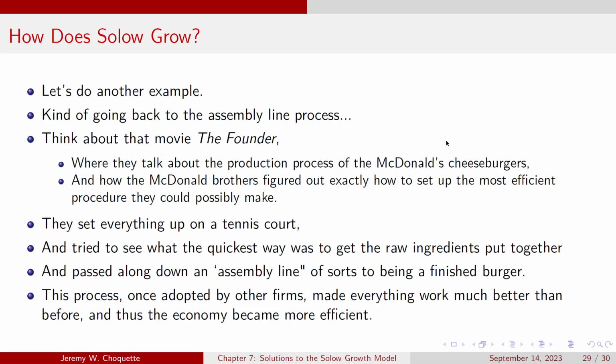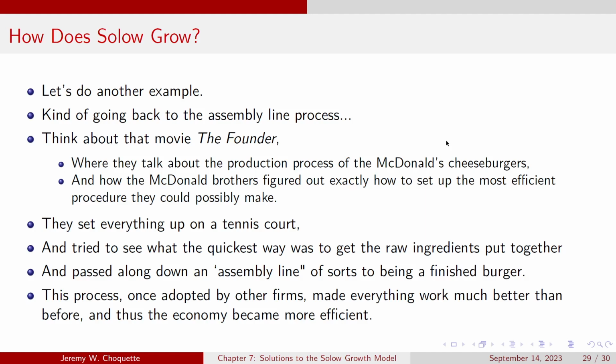Let's go through another example. You ever see that movie, The Founder? If you haven't, I highly suggest it. It's a really cool movie. It's kind of going back to that assembly line process, except instead of making cars or radios, it's making McDonald's cheeseburgers. The McDonald brothers figured out exactly how to set up the most efficient procedure they could possibly make to produce a cheeseburger. And in the movie, they set everything up on a tennis court, and they try to see what the quickest way was to get the raw ingredients put together. And it was passed along like an assembly line, quote unquote, to be produced into a finished burger.